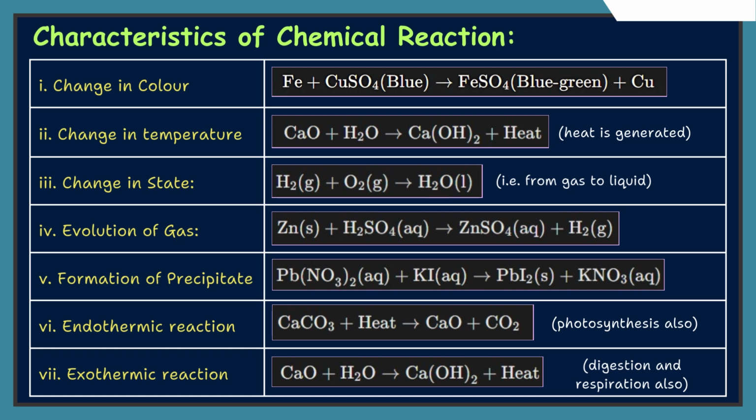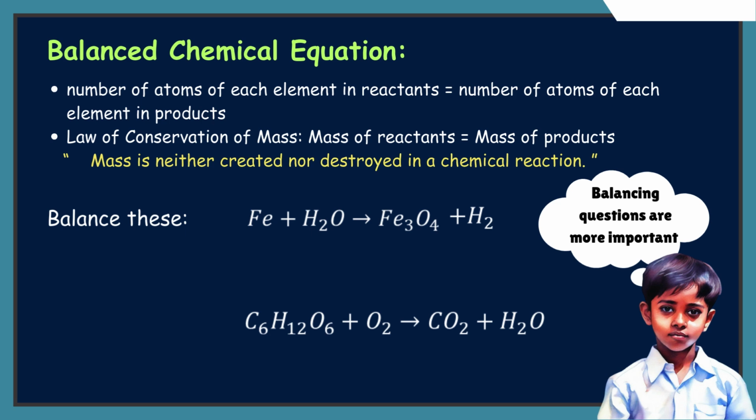Now, let's talk about balanced chemical equations. A balanced equation is when the number of each type of atom is the same on both sides of the equation.